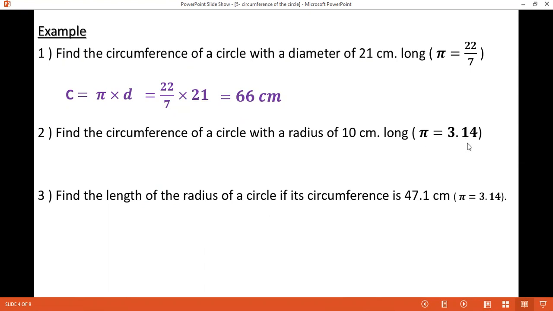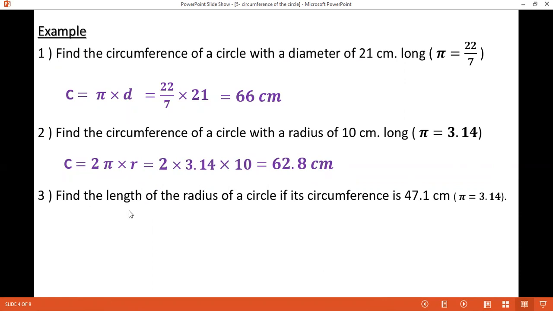Okay, so when I want the circumference of the circle whose radius is 10 centimeters and pi equals 3.14, what should I do? The rule is circumference equals 2 pi r. So I'm going to put 2 multiplied by 3.14 multiplied by the radius length 10. Okay, 2 multiplied by 3.14 multiplied by 10. This is the answer, 62.8.